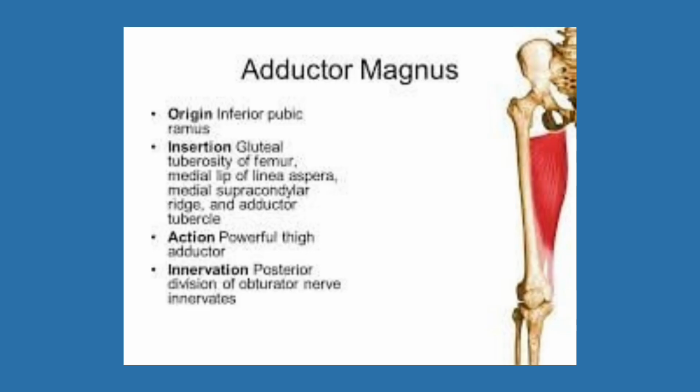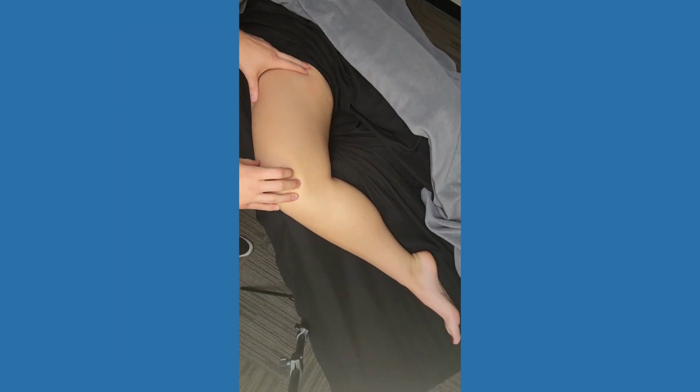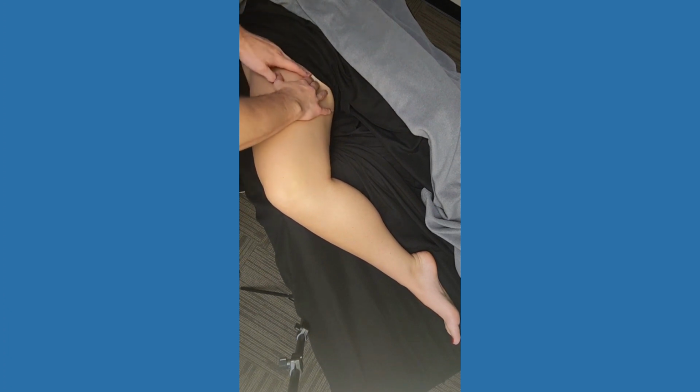Adductor magnus, the biggest of the adductors, will originate at the inferior ramus of the pubis, the ramus of the ischium, and the ischial tuberosity. It inserts at the medial lip of the linea aspera and the adductor tubercle.